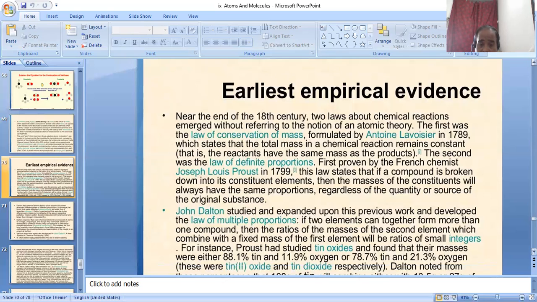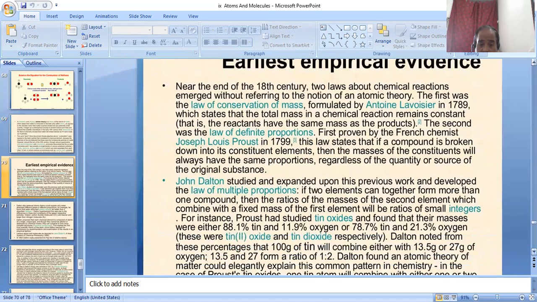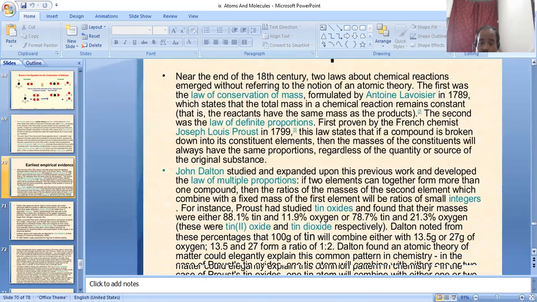For instance, Dalton studied tin oxides and found their masses were either 88.1% tin and 11.9% oxygen, or 78.7% tin and 21.3% oxygen. These were tin oxide and tin dioxide. Dalton noted from these percentages that 100 grams of tin will combine with either 13.5 grams or 27 grams of oxygen. So 13.5 grams and 27 grams form a ratio of 1:2.